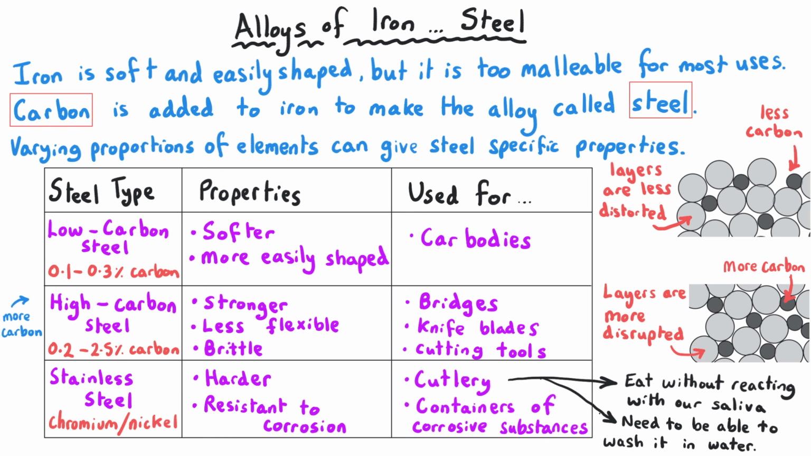And so you can see that we can vary the proportions of the elements that we add to the iron to make it have dramatically different properties. And as a result of that, we have dramatically different uses for the different alloys of steel.